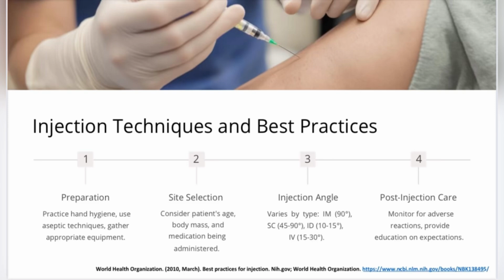Injection technique and best practice. The first one is preparation. Practice hand hygiene, use aseptic techniques, gather appropriate equipment. The second one is site selection. Consider patient age, body mass, and medication being administered. The third one is injection angle. It varies by type: 90 degrees, 45 to 90 degrees, 10 to 15 degrees, and 15 to 30 degrees. And the last one, post-injection care: monitor for adverse reactions, provide education and reassurance.